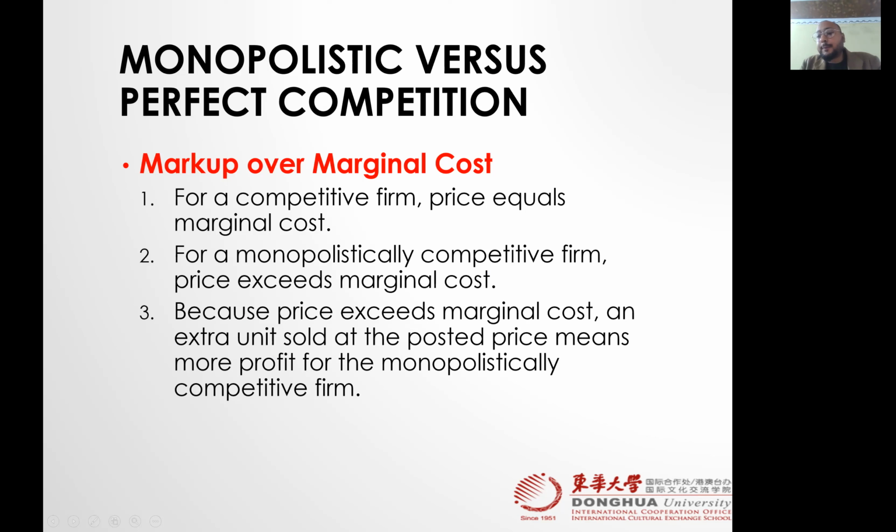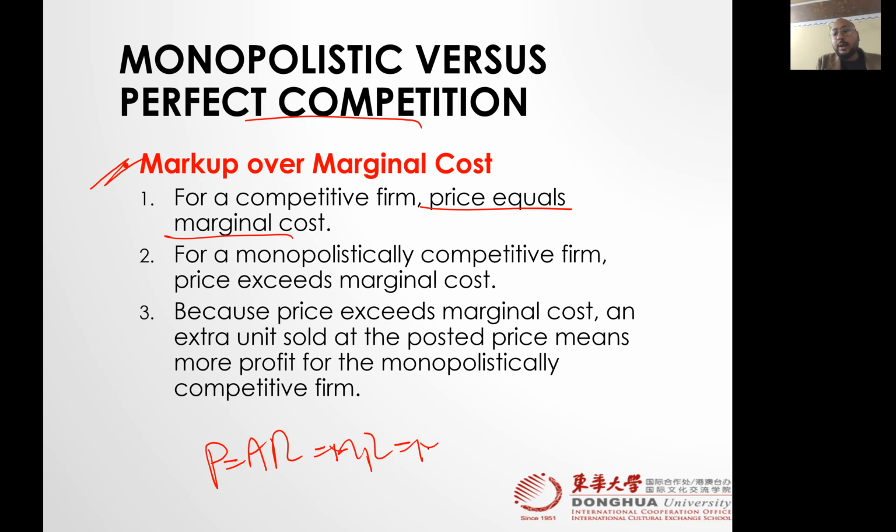Now markup over MC. The long run analysis of the monopolistically competitive firm is like perfect competition with two significant differences. One is excess capacity and one is markup over marginal cost. For a competitive firm, price must be equal to MC. So what is the perfectly competitive firm's long run equilibrium? Price is equal to AR is equal to MR is equal to MC is equal to ATC.